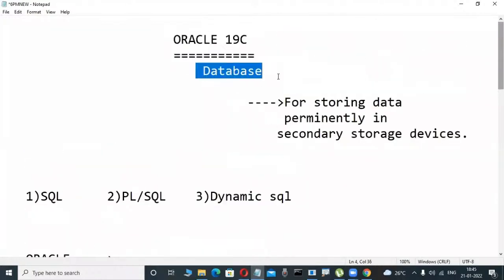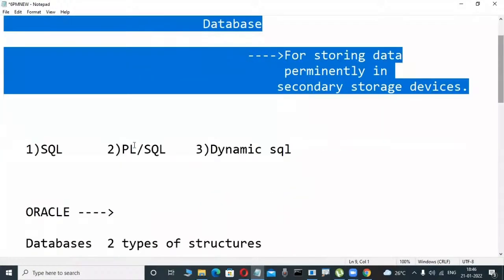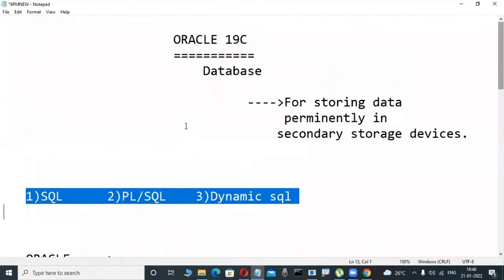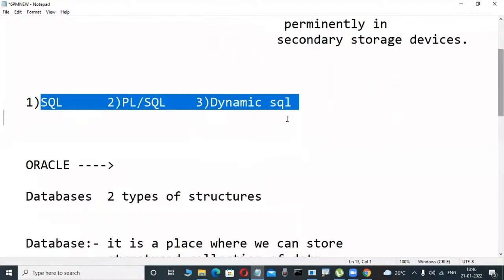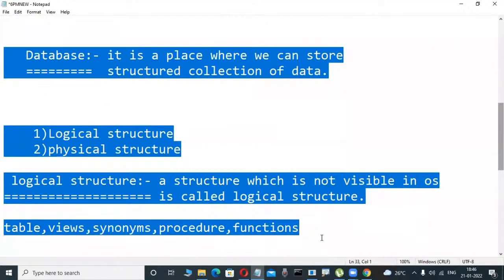What is the purpose of databases? Not only storing data permanently, but also retrieving and fetching data efficiently from some place. If you want to operate this Oracle software, we use SQL, PL/SQL, and dynamic SQL languages. Anywhere we learn an Oracle course, these three things are mentioned. That is a very small thing I'm telling.